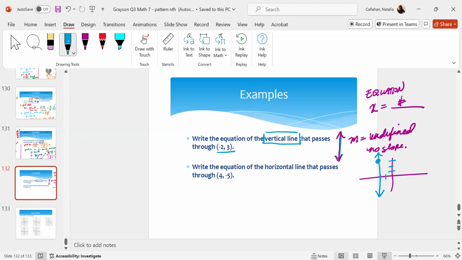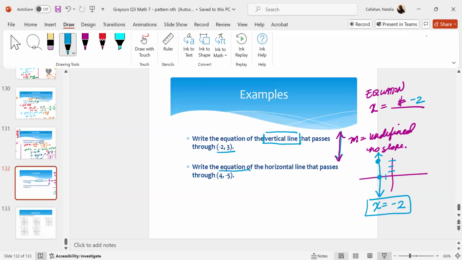So how do I write this vertical line? It's x equals what? -2. That's the equation. So -2. That's your equation. You see that? Now try the same thing for the bottom one.